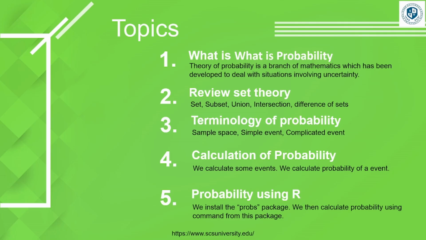2. Review set theory. Set, subset, union, intersection, difference of sets. 3. Terminology of probability. Sample space, simple event, complicated event. 4. Calculation of probability. We calculate some events. We calculate probability of an event.